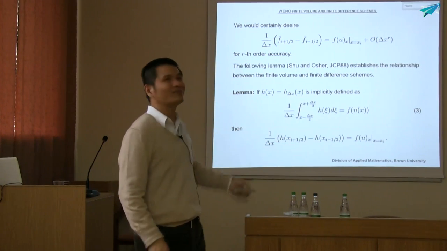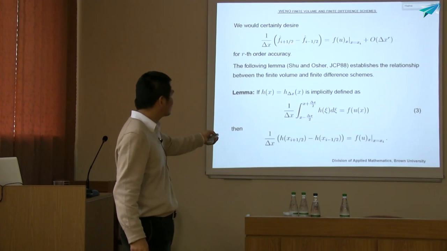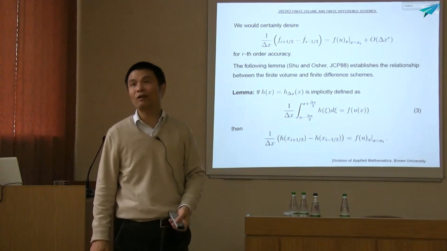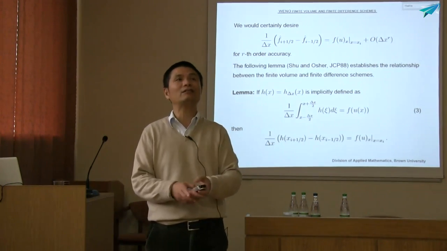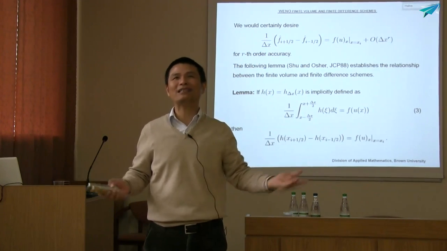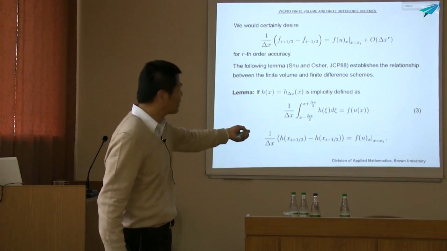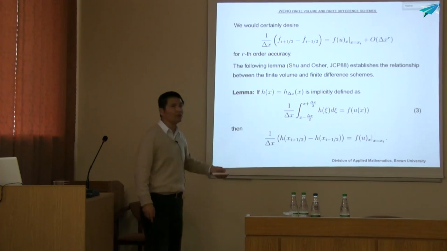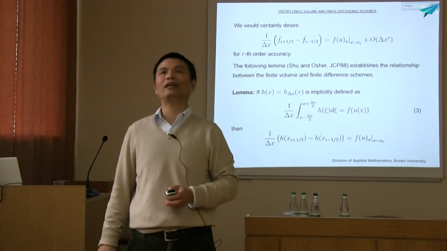If I change one of them, it will affect two such equalities. If I change f hat at 3 plus half, for example, it would affect this formula for i equals 3, but it would also affect this formula for i equals 4, because for i equals 4, this is 4 minus half, which is 3 plus half. So there is some interlink of all these requirements, making it less clear how I should design f hat at i plus half to satisfy this accuracy requirement. However, there is a very simple lemma. Again, in this paper by Shu and Osher, the second one in JCP 88, the first one we did not realize this, so we have a different strategy to do the flux.